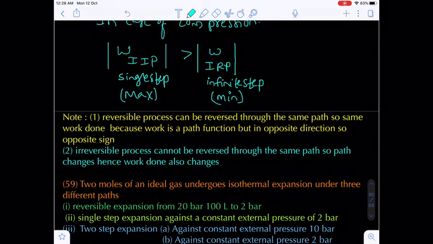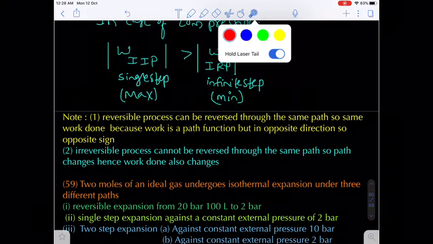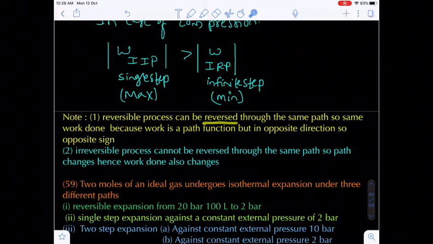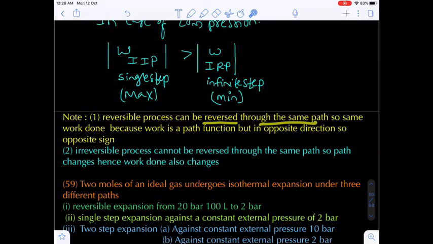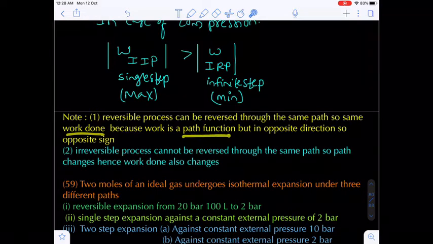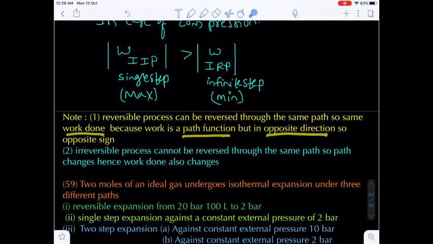Now, the note given here: a reversible process can be reversed through the same path. So the work done will get the same value, because work done is a path function. If the path is the same, the work done value will be the same, but the direction changes to the opposite direction. That's why the work done value will have the opposite sign.